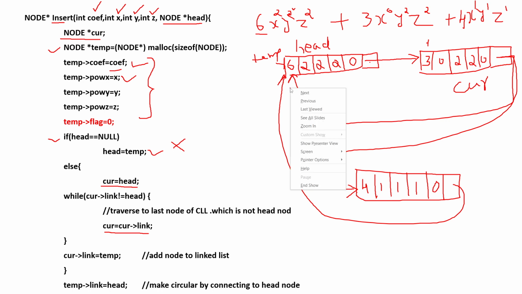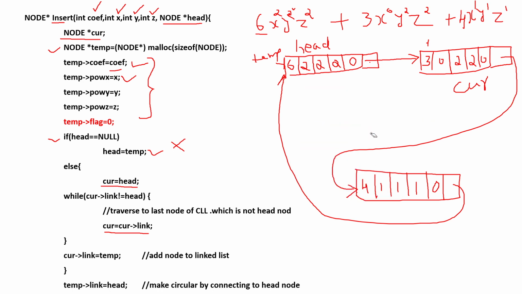This creates the linked list. I'll be erasing unnecessary things. This is a linked list. Not an ordinary linked list, it is a circular linked list. It is a singly circular linked list. This is how to create a new node.